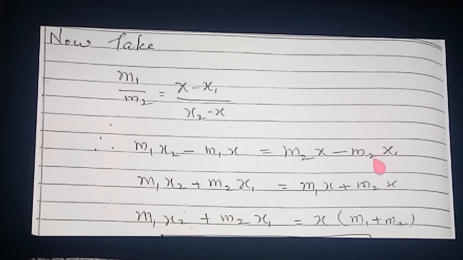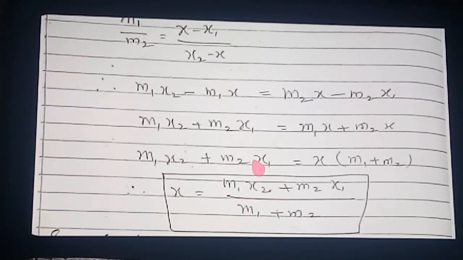I already told you, your aim is to find out the value of x. Therefore the term containing x you arrange on one side, and remaining terms arrange on the other side. So m1x I am shifting here and m2x is shifting here, m2x1. So the term containing x you shifted on one side. We can see here m1x2 plus m2x1 is equal to m1x plus m2x. Here x is common, now take it outside. x common coming, what will we get? m1x2 plus m2x1 is equal to x into (m1 plus m2).